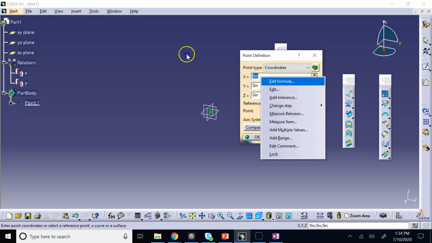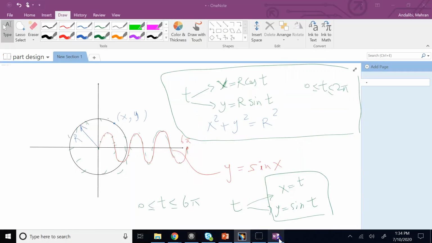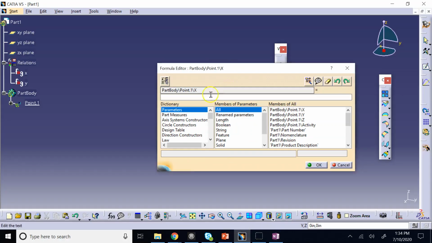I right click and say edit formula, and here I evaluate this function at a t, where t is between 0 to 6 pi or 2 pi or whatever. So I provide a value of t, a parameter t, and then evaluate both x and y of the point at that t value. Okay, so how do I evaluate? This is how, it's a command.